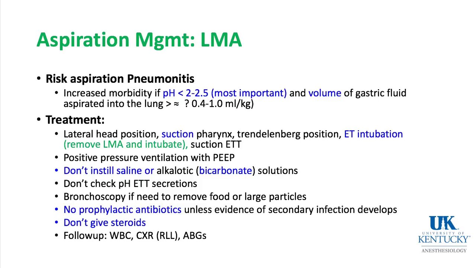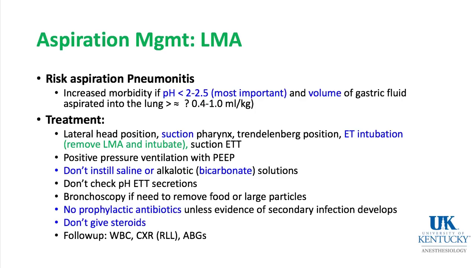If they're aspirating, lateral head position, suction the pharynx, put the patient in Trendelenburg position, intubate them. In the case of if they had an LMA down, you suction around it, remove the LMA, put a tube down, suction the endotracheal tube, give them positive pressure ventilation with some PEEP. Don't put saline or bicarbonate down, which will spread the acid even farther out into the alveoli and cause more problems. You don't need to check the pH of the endotracheal tube secretions.